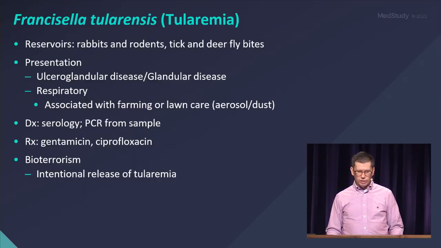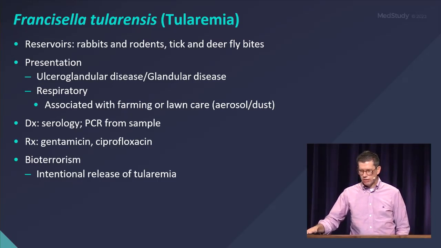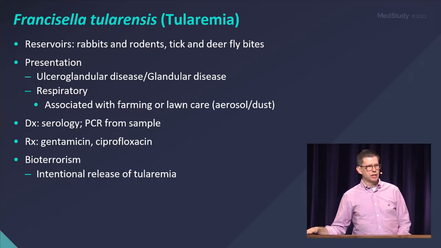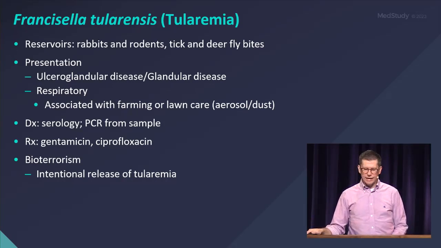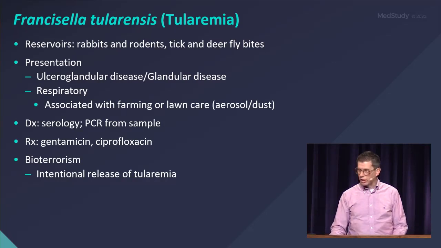So speaking of tularemia, the other epi clues they're going to give you are usually rabbits or rodents. You're going to have ulceroglandular disease. You can get respiratory manifestations if you inhale quite a bit at one time, although that's less common. We diagnose these with serology, so IgG and IgM, similar to Bartonella. If we can get a sample of whatever the adenitis is, we can do a PCR. The treatment is gentamicin or Cipro. And again, this is also a bioterrorism concern. So you want to alert the lab.